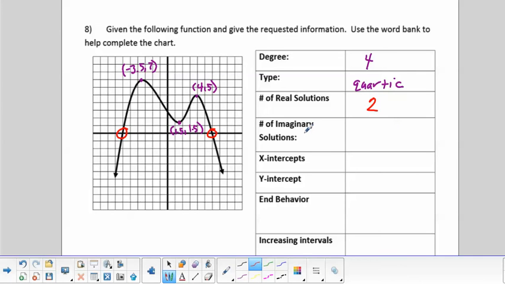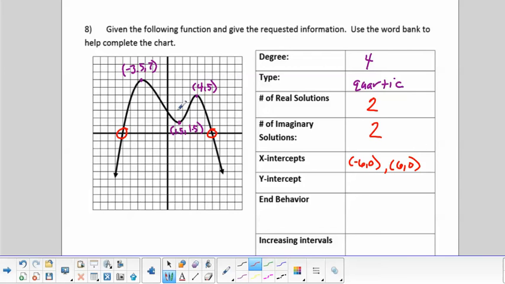The number of imaginary solutions is the degree minus the real solutions. The degree tells you how many solutions there are all together. And if 2 of them are real, that means 2 of them have to be imaginary. The x-intercepts are the same as the real solutions, so let's count those. 1, 2, 3, 4, 5, 6. So -6, 0. 1, 2, 3, 4, 5, 6. Looks like +6, 0.